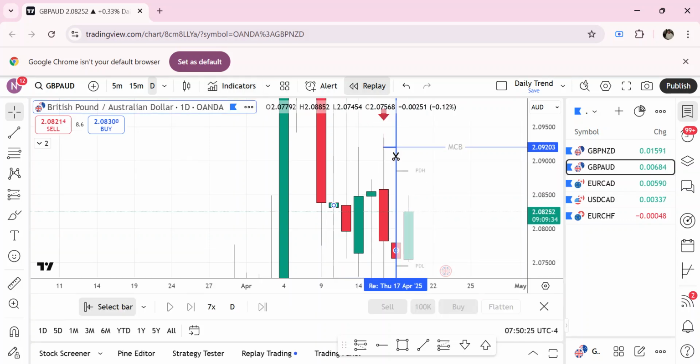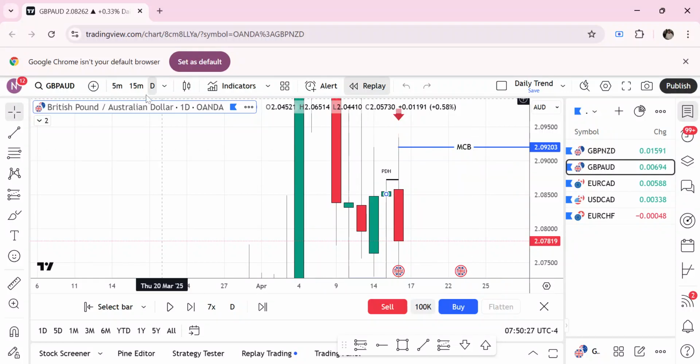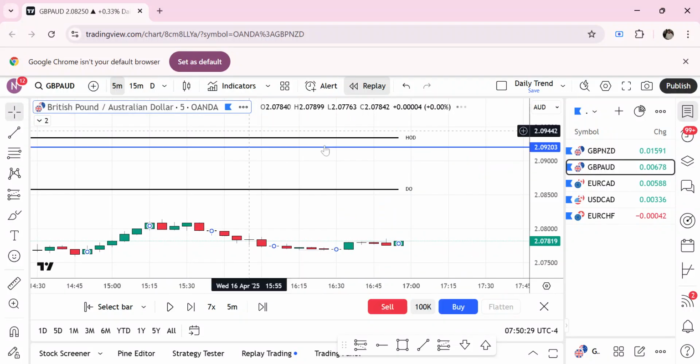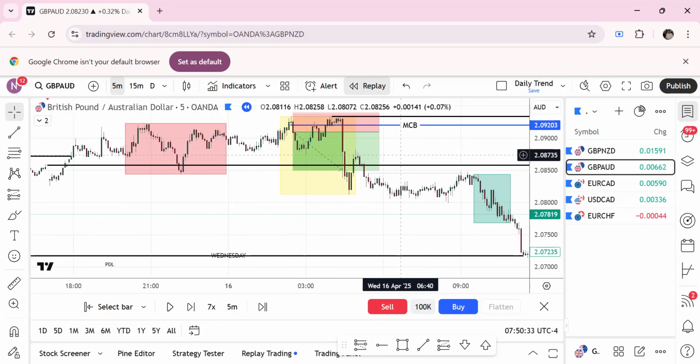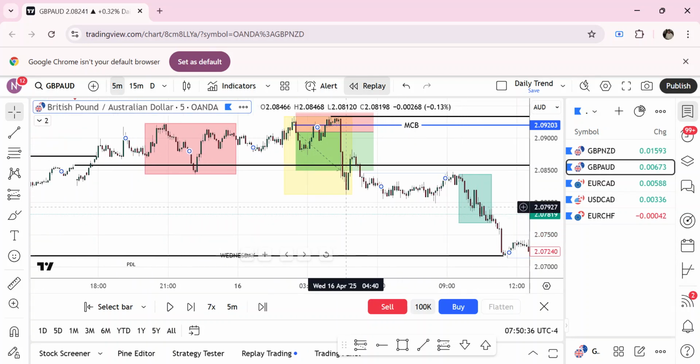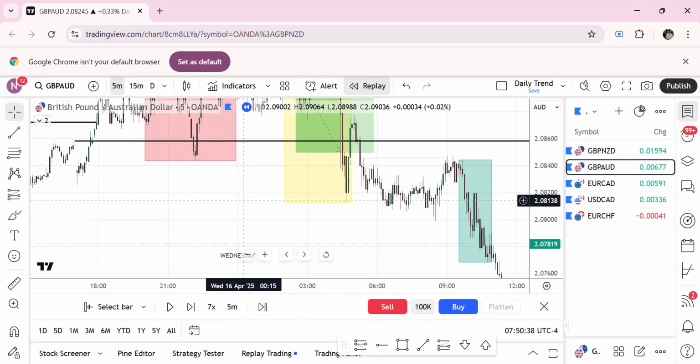We'll drop down to the 15-minute, or better yet, the 5-minute. Either one is fine. You can trade either one. Okay. All right, and here we go. Now this is just your basic M pattern above the high of the day.